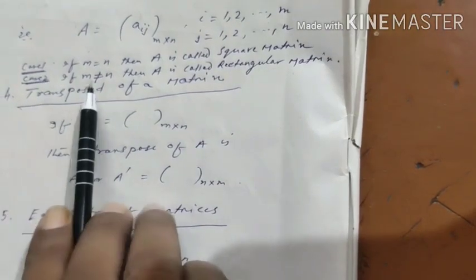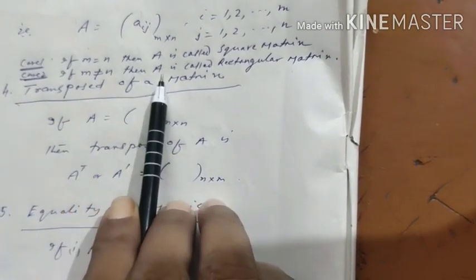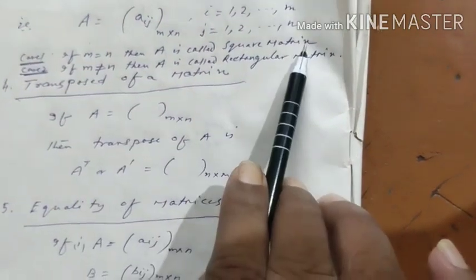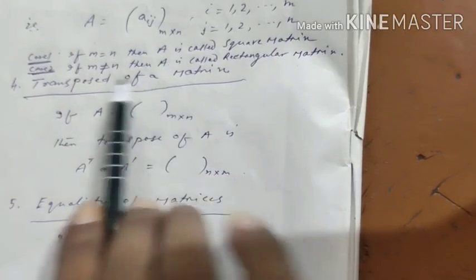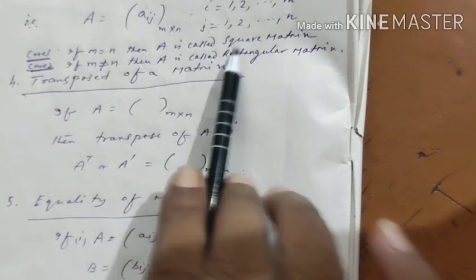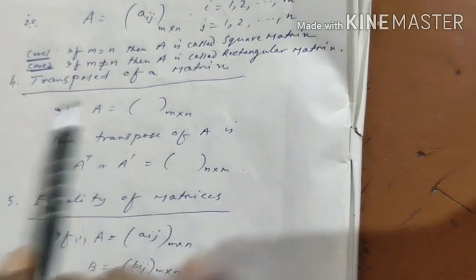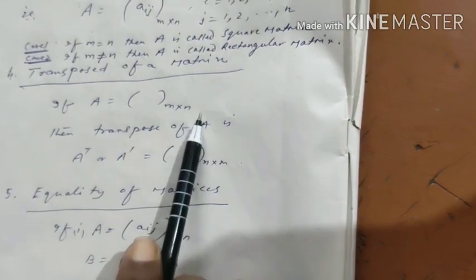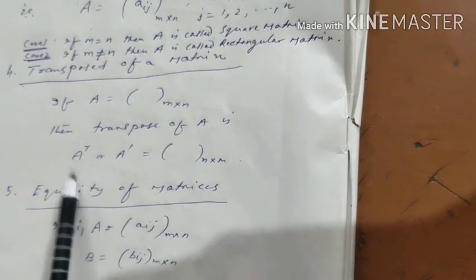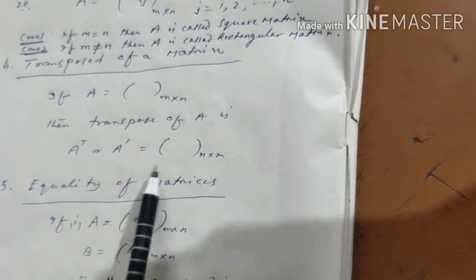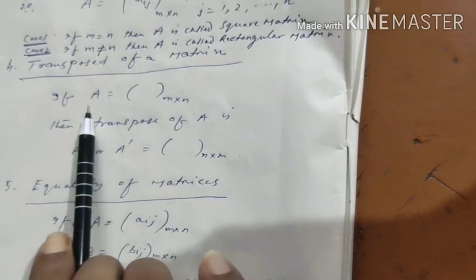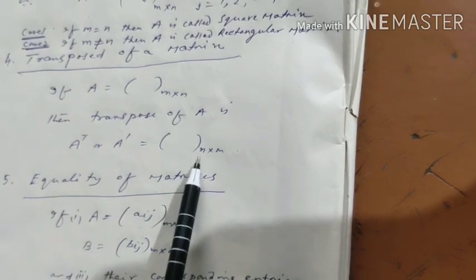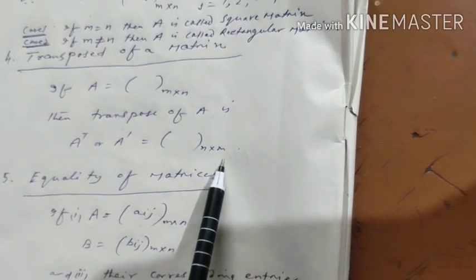If m is not equal to n, then matrix A is a rectangular matrix. If m is equal to n, then A is a square matrix. When the number of rows and the number of columns are equal, then matrix A is a square matrix. Transpose of a matrix. If A is an m by n matrix, then the transpose of A, designated as A t or A dash, is n by m. If A has m rows and n columns, the transpose of A has n rows and m columns.